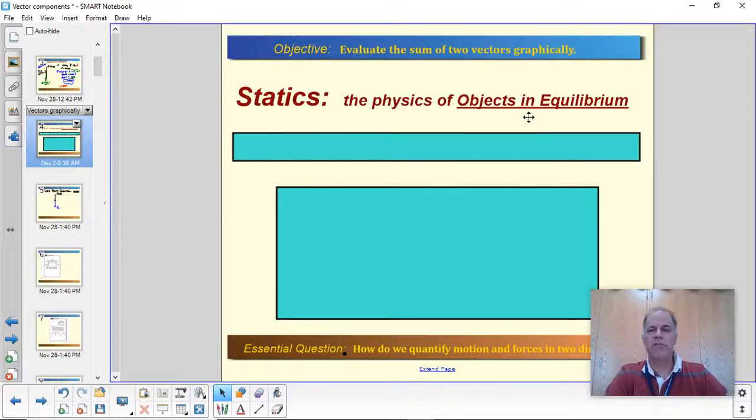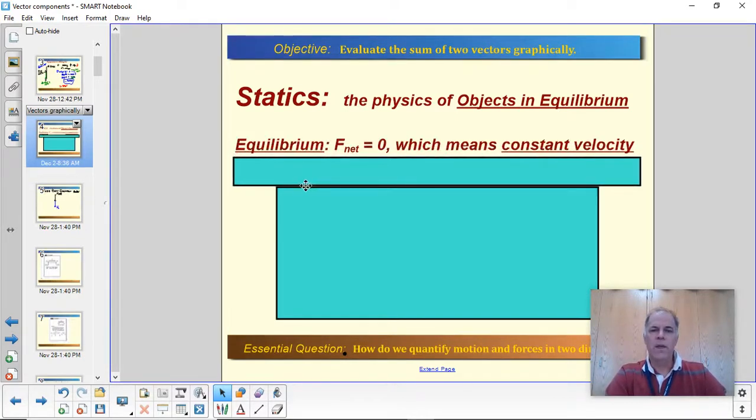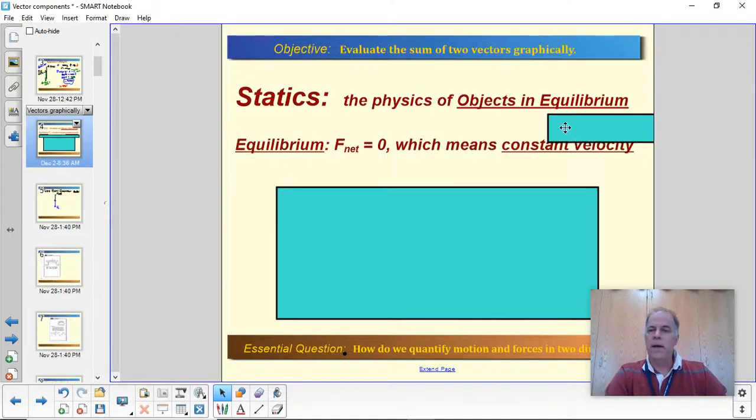Statics is the physics of objects that are in equilibrium, which seems kind of dull, but it's actually very important. Now, just as a review, that word equilibrium means that the net force on an object is zero. So an object in equilibrium is at constant velocity or not moving at all. And most of the examples we're going to be looking at today are where things are in equilibrium and they're not moving. The net force on them is zero.